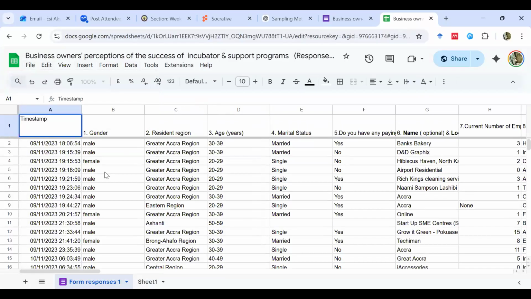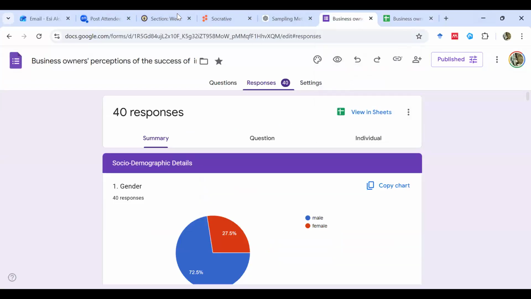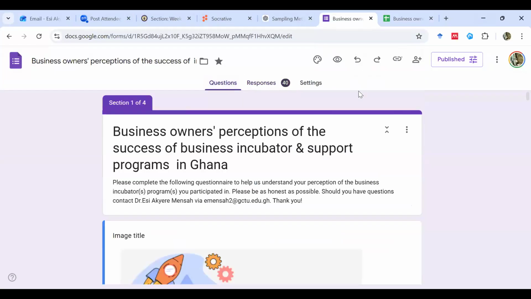You can export it into SPSS or any other data analysis tool and run your data more if you want to. So this is a sample questionnaire. Any questions about questionnaires, both digital and analog?